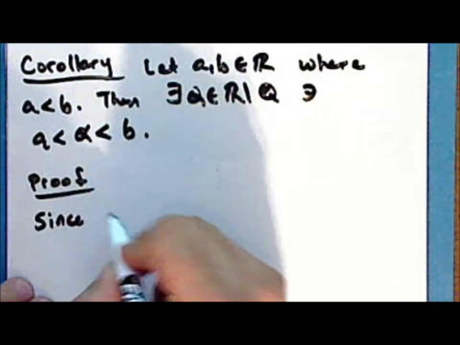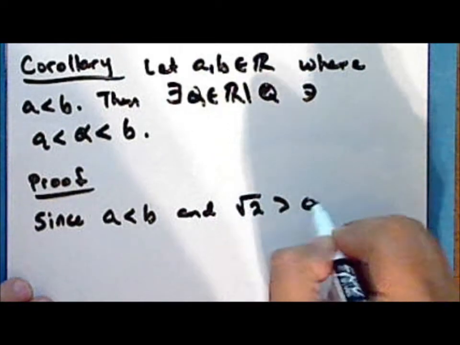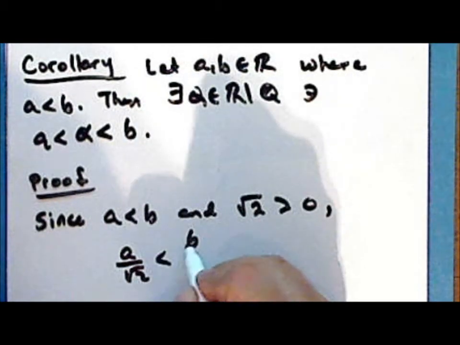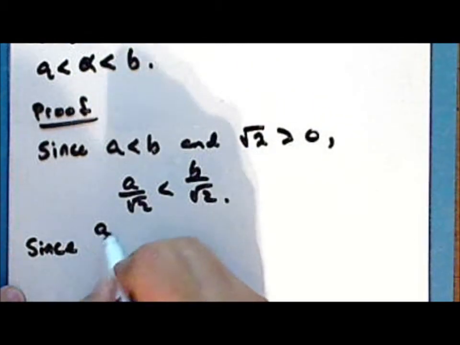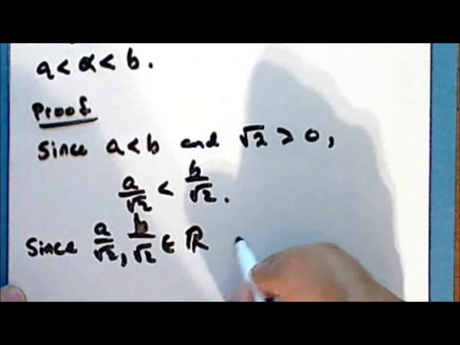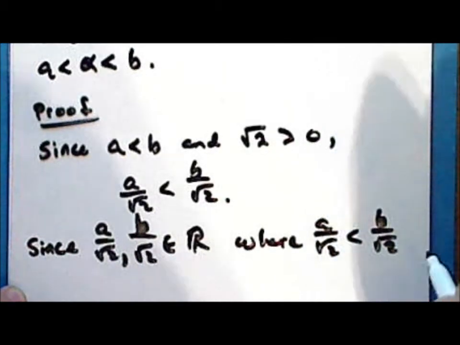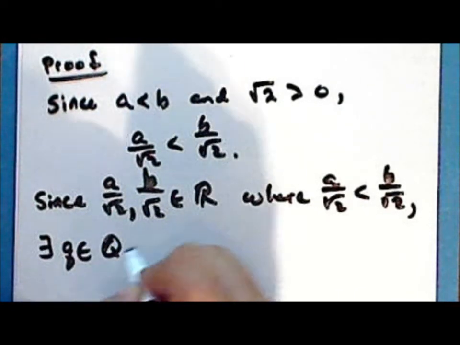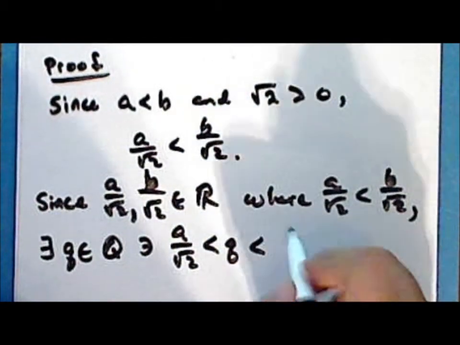Now, since a is less than b and the square root of 2 is a positive real number, we have that a over the square root of 2 is less than b over the square root of 2. Now since a over the square root of 2 and b divided by the square root of 2 are real numbers, where a over the square root of 2 is less than b over the square root of 2, there exists a rational number q such that a over the square root of 2 is less than q, which is less than b over the square root of 2.